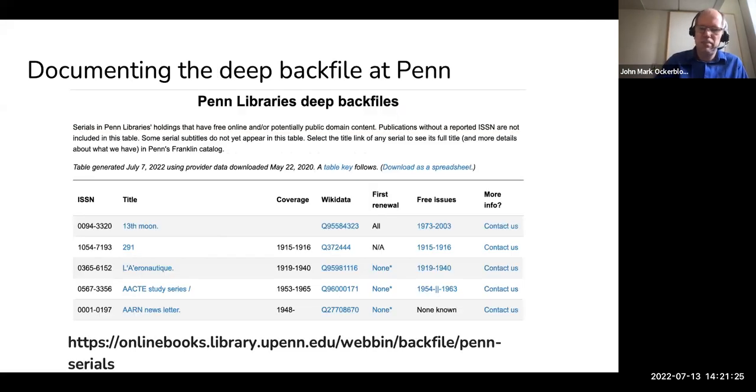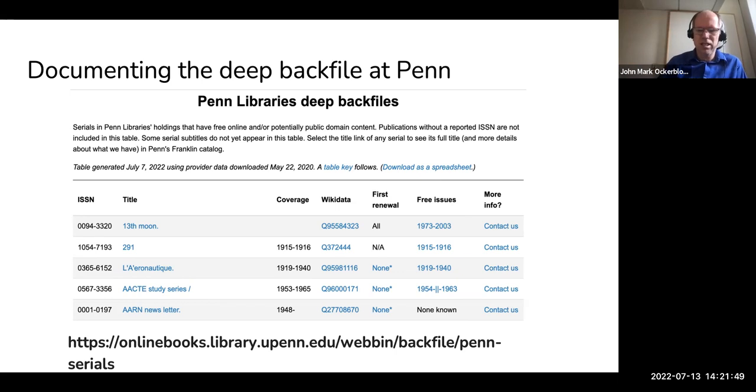This is our deep backfile table for Penn libraries. It's got over, I think, 11,000 serials in it. We didn't get to quite all of them, but by the end of the lockdown, I believe we'd researched over 8,000 titles from here. I'm still reviewing some of them. There's about 3,000 left to review, but that information should all be accessible within the next year or two.